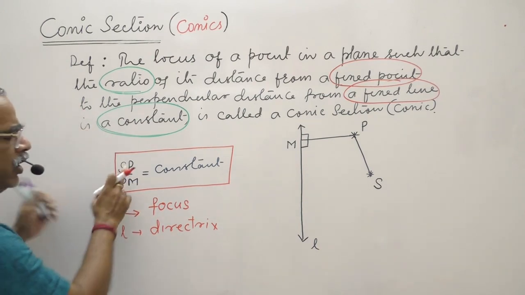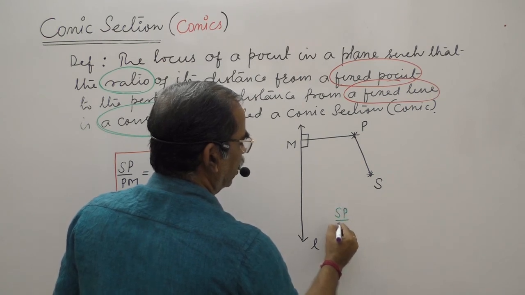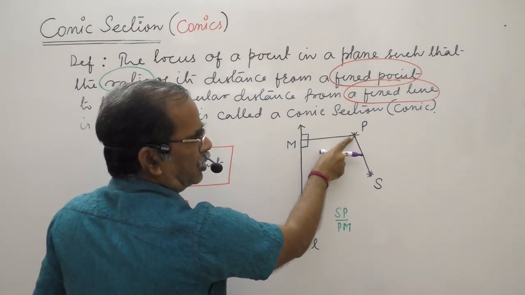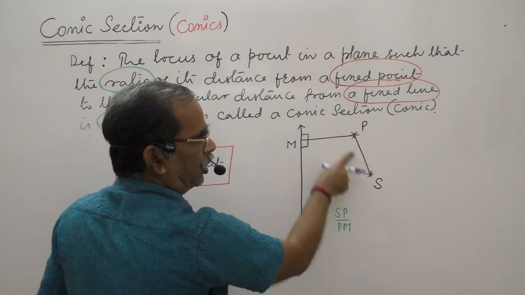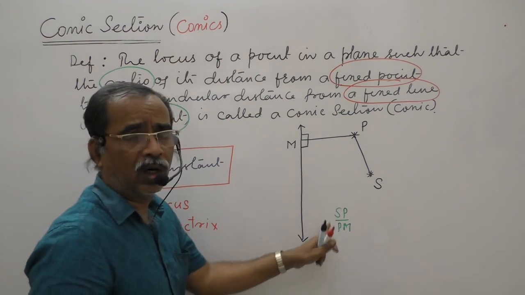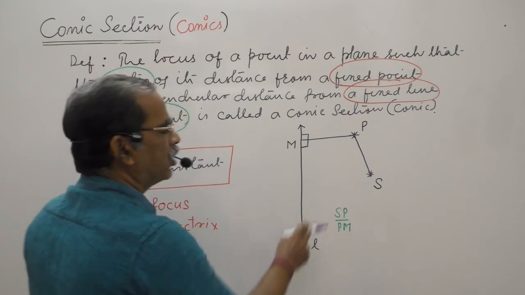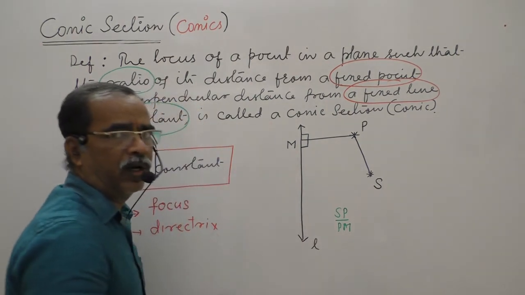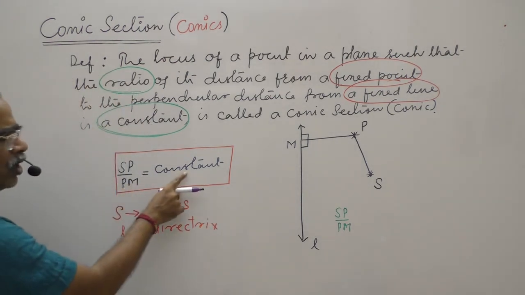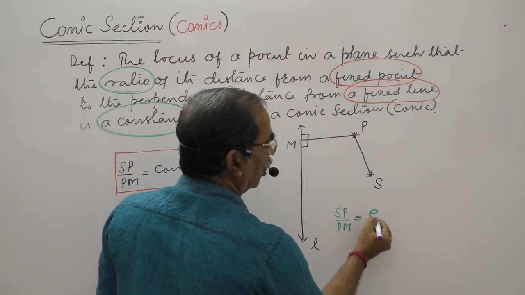So what is this? SP by PM is there, no? In this ratio, what is SP? It is the distance from the point on the locus to the fixed point. This is also a distance. Both are always non-negative. Distance cannot be negative, so this ratio is also a non-negative ratio. It can be 0 or it can be positive. This ratio is always a constant number. That constant is denoted by small e.